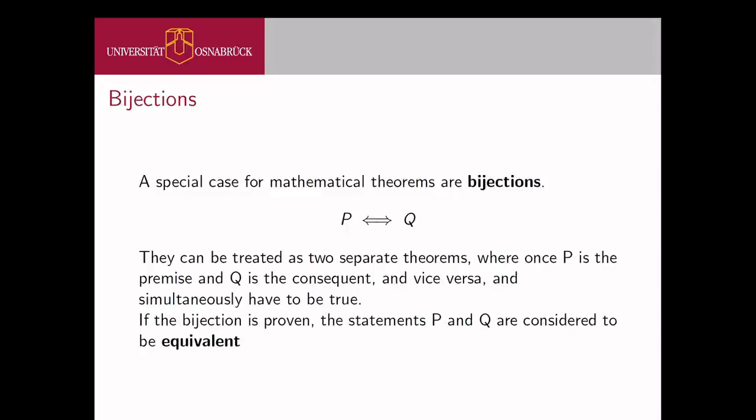This kind of statement is called a bijection, and it can be usually just treated as two conditional statements, from P follows Q and from Q follows P. So usually you can just treat them as two separate statements which both have to be true simultaneously. If such a bijection is true, the statements P and Q are considered to be equivalent. However, when proving such a theorem, one has to be careful. You either have to prove that from P follows Q, and then prove that from Q follows P, or you have to show that P is directly equivalent to Q.